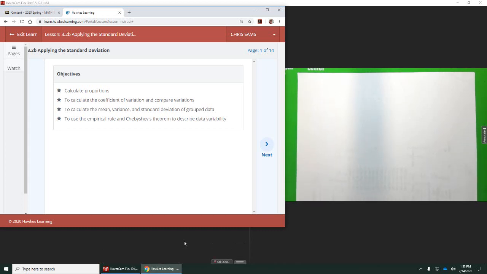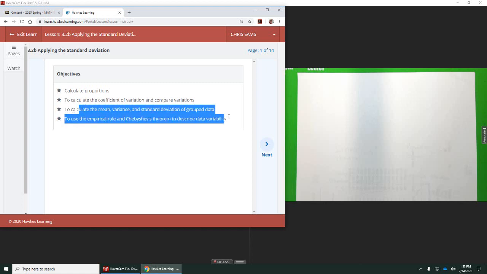All right, in section 3.2, we're going to be talking about how to apply the standard deviation. And I'm in the 3.2 Learn section. And these are the things we're going to be looking at. We're going to calculate the coefficient of variation. We're going to calculate mean, variance, and standard deviations of group.